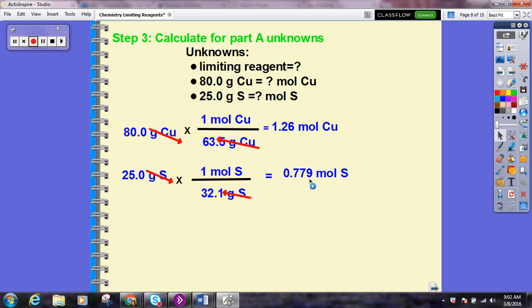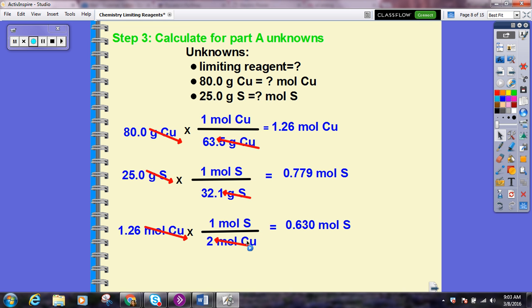So let's start with 1.26 moles of copper and find out how many moles of sulfur we actually need. If we have 1.26 moles of copper, we need to multiply that by the ratio we found inside our equation. We know that for every mole of sulfur, we have 2 moles of copper. So let's cross out what we can, and we find that 0.630 moles of sulfur react with 1.26 moles of copper.